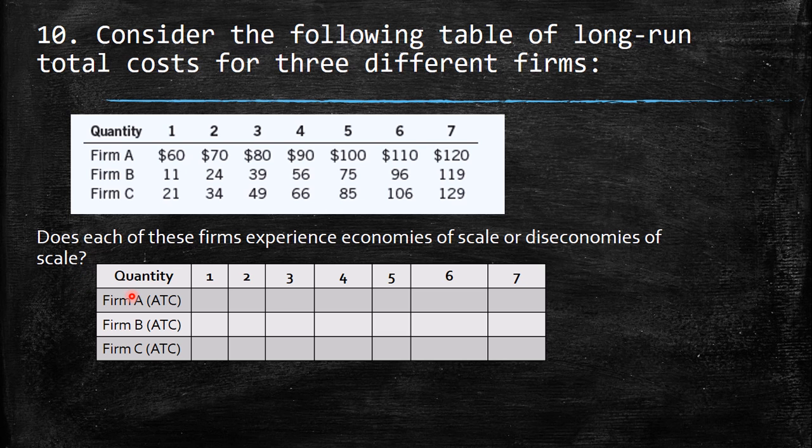So here we're going to put all these firms' average total cost. This one is going to be 60 over 1, 70 over 2, 80 over 3, 90 over 4, 100 over 5, 110 over 6, and 112 over 7. So this one automatically decreases. So this is an economy of scale. This one is going to be 11 over 1, 24 over 2, 39 over 3, 56 over 4, 75 over 5, 96 over 6, and 119 over 7. This one increases. So this is a diseconomy of scale.